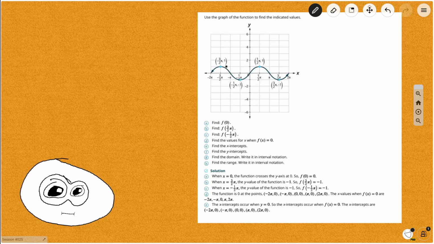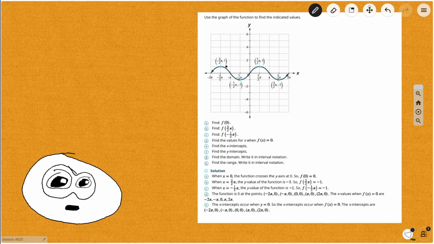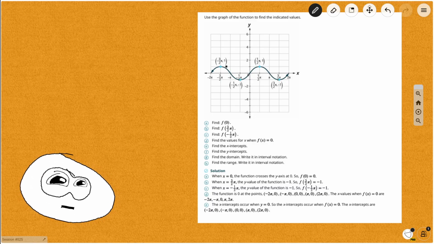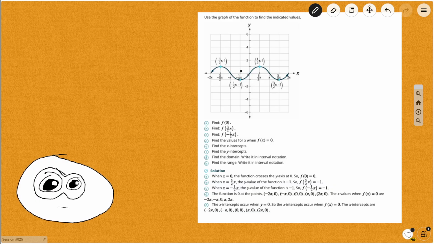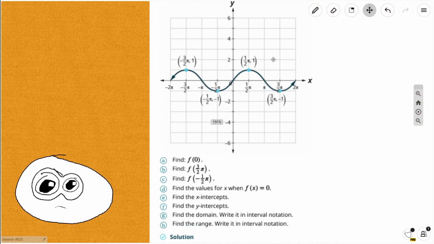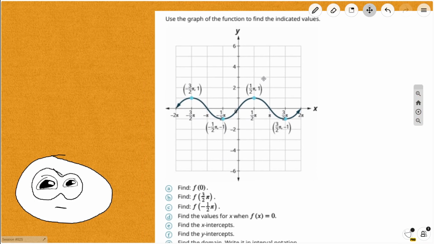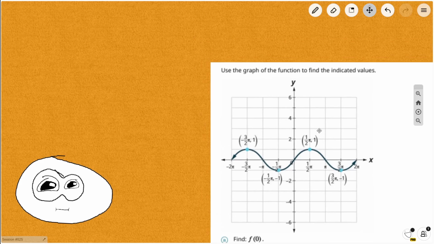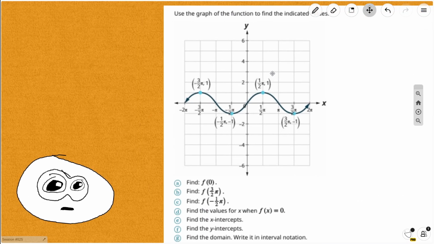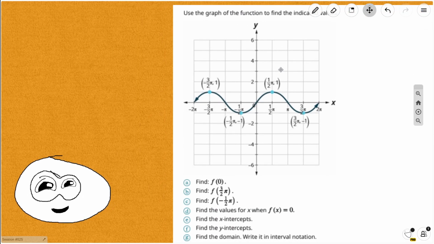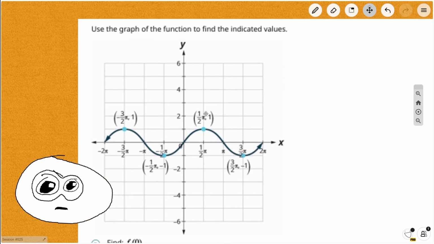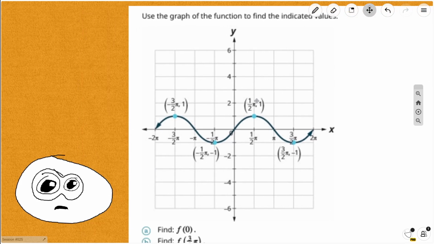Because this makes it challenging in a weird way, in that I get to challenge myself to try to not look at it, and then once I do look at it, I get to figure out if I'm right or wrong within seconds. So, there we go. Use the graph of the function to find the indicated values.